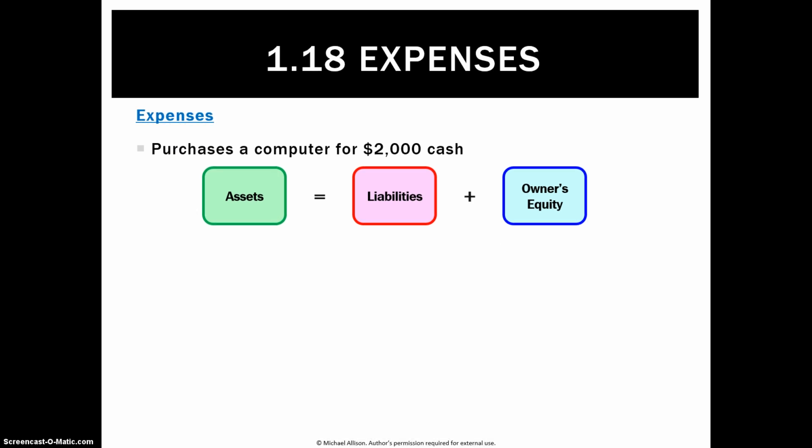Let's look at the first one. We buy a computer for $2,000 cash. First of all, I have less cash, which is an asset decreasing, $2,000. However, that's not going to be an expense. What will happen is I'll actually have another asset increasing, $2,000. So therefore, one asset going down and another one going up by the same amount, the net effect will be 0. Therefore, the net effect on owner's equity is 0, and that can't be classified as an expense.